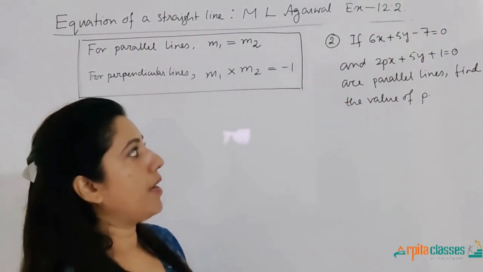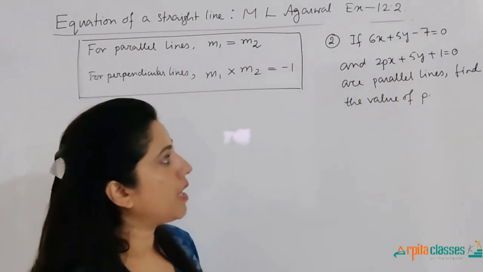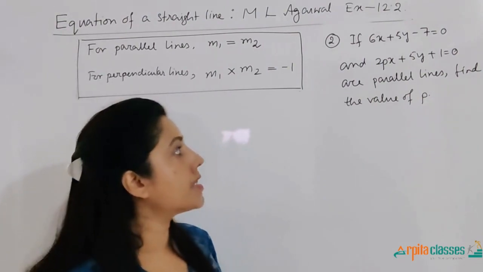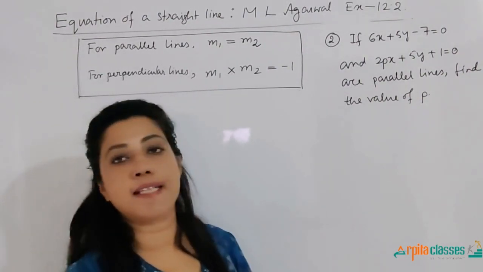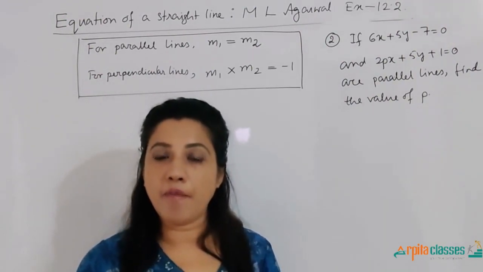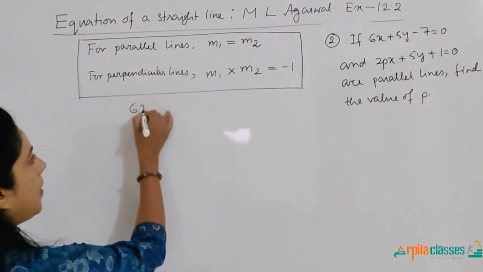If 6x plus 5y minus 7 equal to 0 and 2px plus 5y plus 1 is equal to 0 are parallel lines, find the value of p. Here they have clearly said that these two lines are parallel lines. That means m1 should be equal to m2. Let us find m1 and m2.